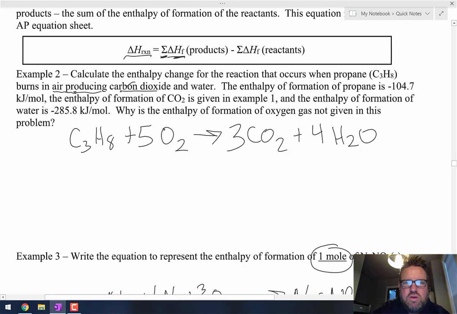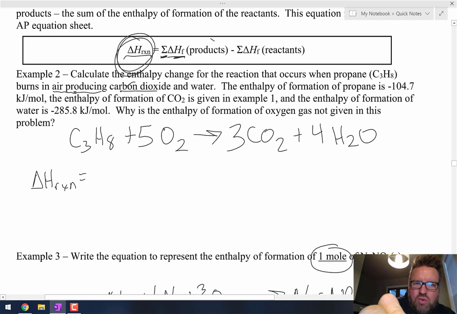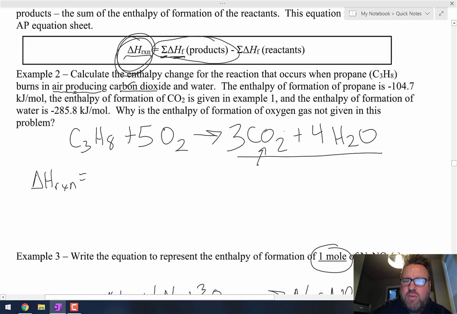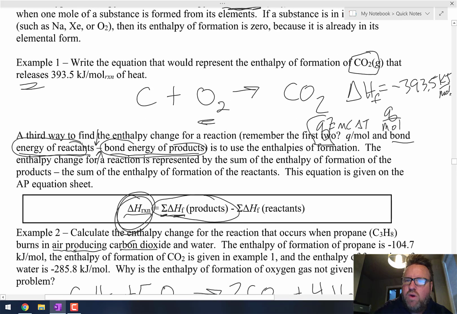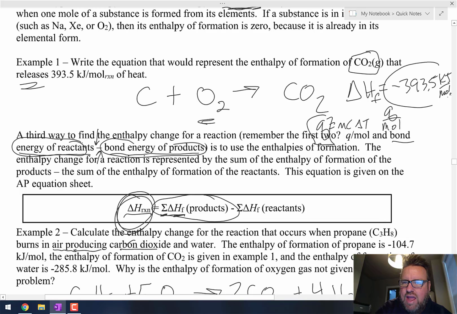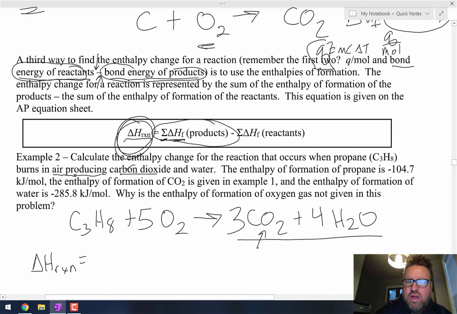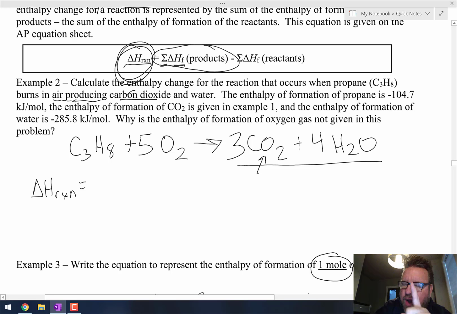Now it says calculate the enthalpy change for the reaction. So they're asking for this. Okay, so the enthalpy change for the reaction is going to equal the sum of the enthalpies of formation of the products. So here are our products. So we need to know, what is the enthalpy of formation of CO2? Well, we just used that up here. It's negative 393.5. Now, that's for one CO2.